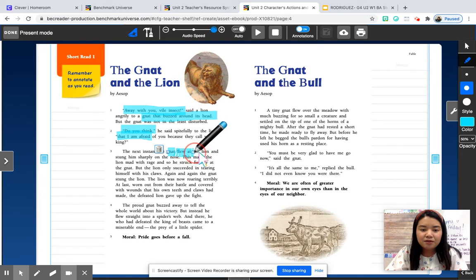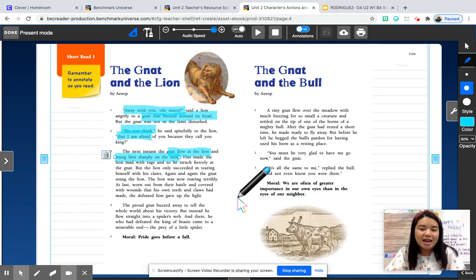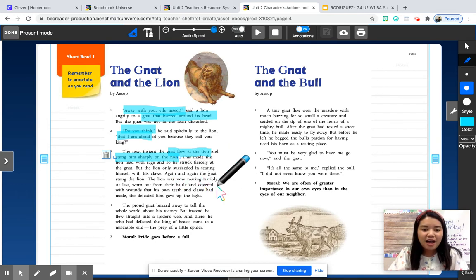The gnat flew at the lion and stung him on the nose. Okay. "This made the lion mad with rage." How many of you thought that the lion would be mad? Yeah? "And so he struck fiercely at the gnat, but the lion only succeeded in tearing himself with his claws." How many of you thought that the lion would swat and kill the gnat? Maybe? Okay. So the lion was not successful.